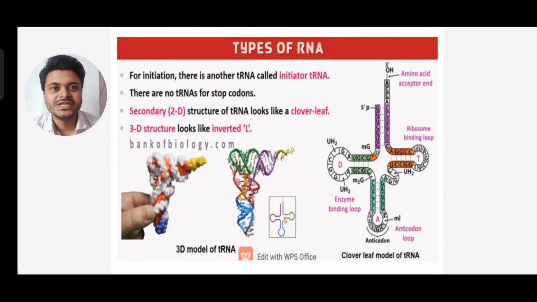For initiation there is another tRNA called initiator tRNA. There are no tRNAs for stop codons, so stop codons don't have a tRNA. The secondary, that is 2D, structure of tRNA looks like a clover leaf model, as you can see on the right side, and the 3D structure looks like an inverted L shape. You can see the pictures given.